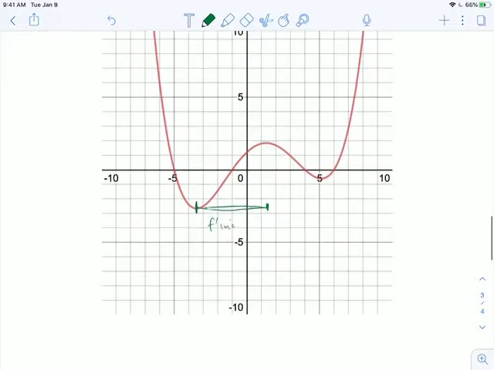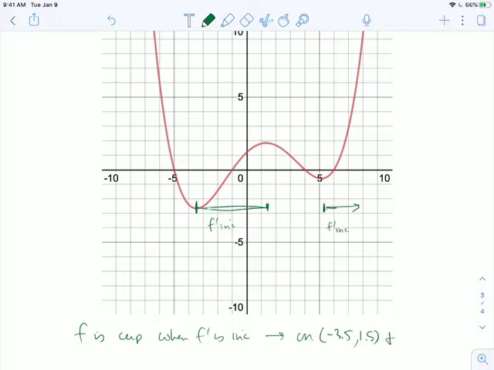Roughly speaking, we say that f is concave up, and I use CUP as an abbreviation for concave up, when f prime is increasing. In this case, that is going to be on roughly, say, -3.5 to about 1.5. And then it starts increasing right about here and then onward. So this is going to be about 5.2 onward.